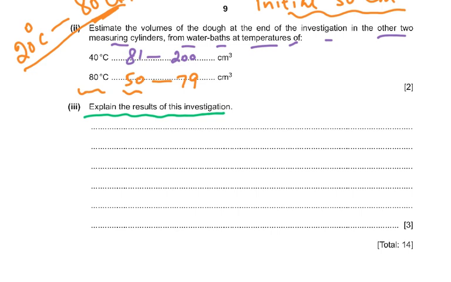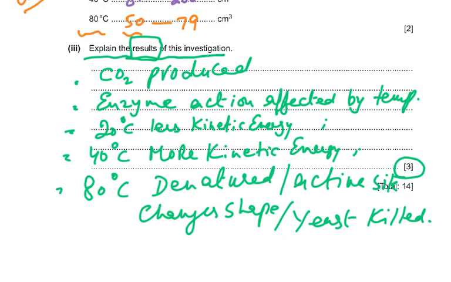At 80 degrees Celsius, it was denatured. Active site changes shape. Substrate no longer complementary. So all you can say is the yeast is killed. So all that you have to give is an explanation of the results that we had. Why was the volume less or more, or why did you say something about the volume increasing? So this is for 3 marks. So the 3 marks were very easy to get if you had given me the basic points. The answer to that was simple.